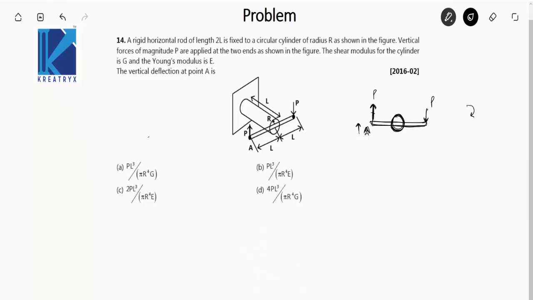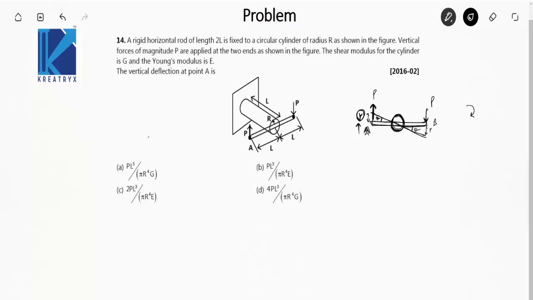So let us say that it moves by a distance y upwards, making an angle theta here. Okay, so if it moves y upwards, this point, suppose it is B, it will move y downward, again with the same angle theta. So I have to find the value of this y.